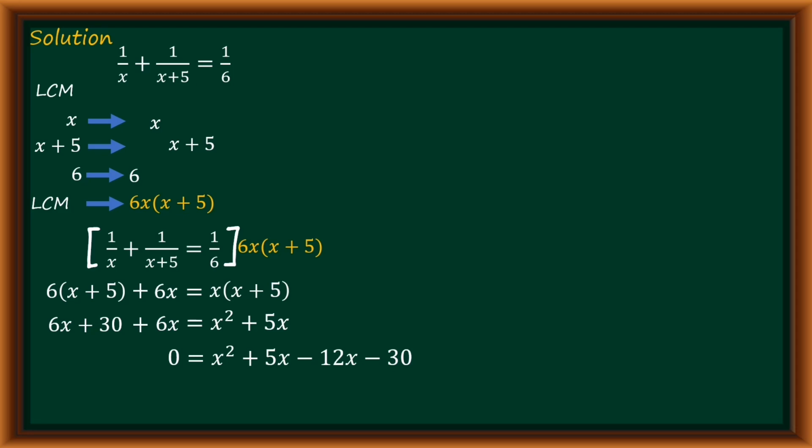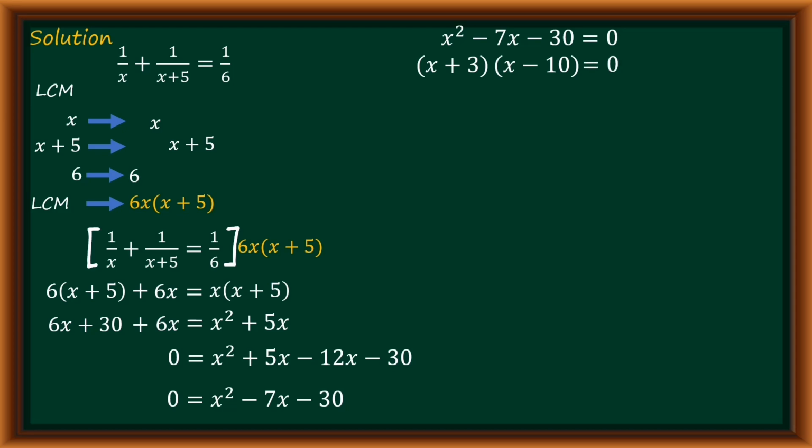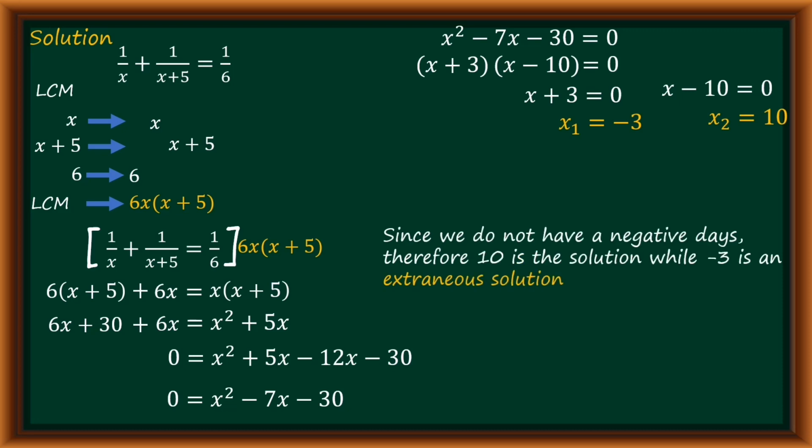Combining the terms 5x and negative 12x, it will give us 0 is equal to x squared minus 7x minus 30. Applying the symmetric property, this equation can be written as x squared minus 7x minus 30 is equal to 0. This can be factored as the quantity x plus 3 times the quantity x minus 10 is equal to 0. Let us solve for the first value of x, that is x plus 3 is equal to 0. Our x sub 1 is negative 3. For the second x, we have x minus 10 is equal to 0. X sub 2 is equal to 10.